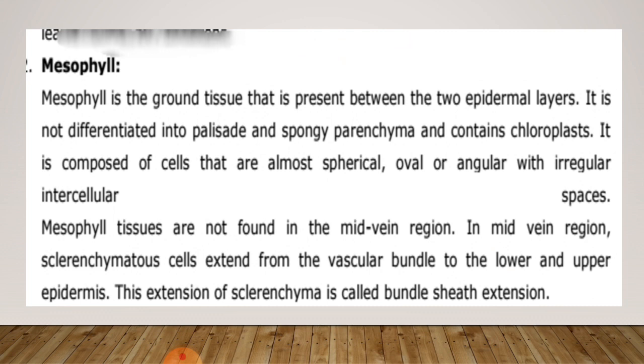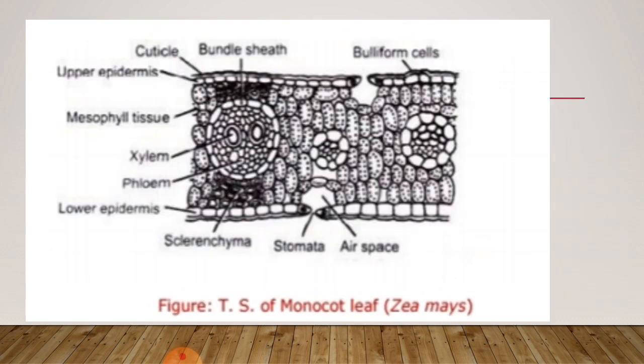Second part of this isobilateral leaf is the mesophyll. Mesophyll is the ground tissue that is present between the two epidermis layers. It is not differentiated into palisade and spongy parenchyma and contains chloroplasts. So the tissue between upper epidermis and lower epidermis is known as mesophyll tissue. In case of a dorsiventral leaf, there is differentiation of mesophyll cells into palisade and spongy parenchyma, whereas in this isobilateral leaf, there is no such differentiation. They are the same from upper epidermis to the lower epidermis.